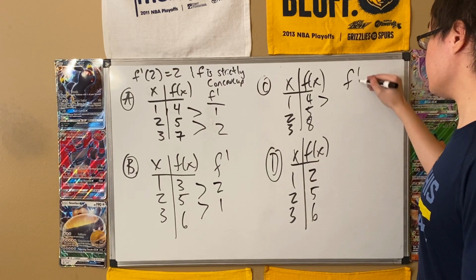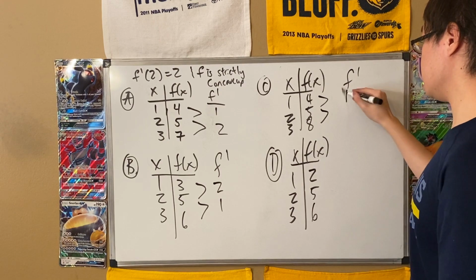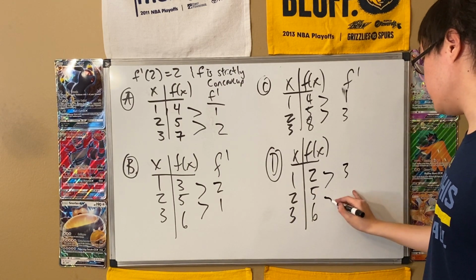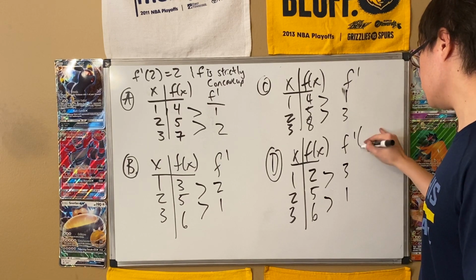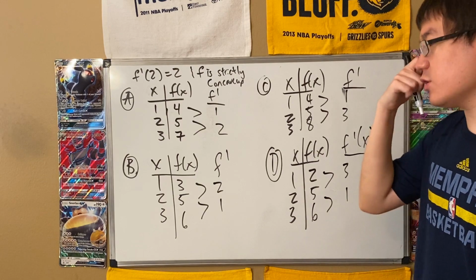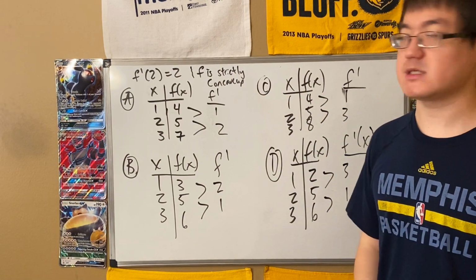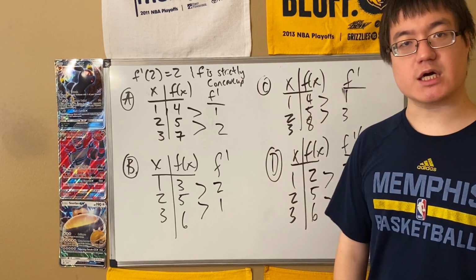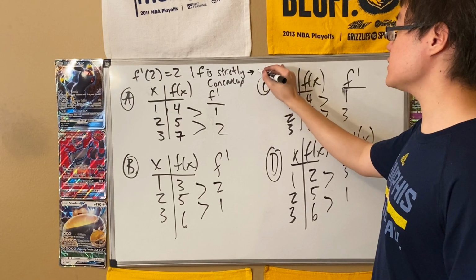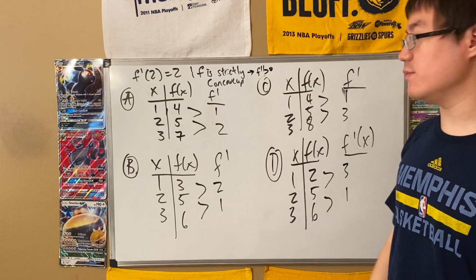Then you have this f prime column, which is going to be 3, not 3, 1. This is 3, because 5 minus 4, 8 minus 5. This is going to be 3 and 1. So then we look at our given. It tells us a little bit more. Here f is strictly concave up. Remember that's the same thing as saying f double prime is positive. And remember for f double prime to be positive, that means f prime is increasing.